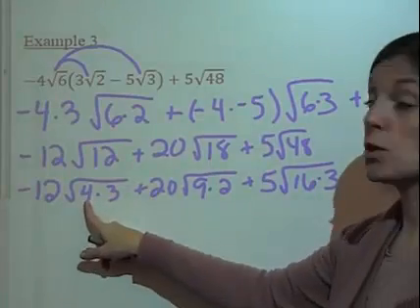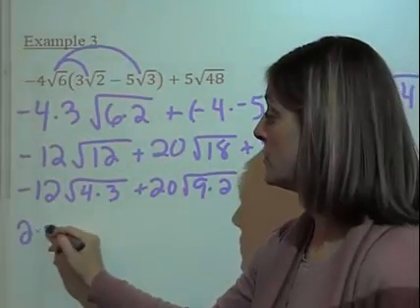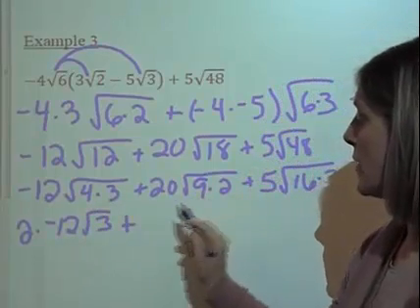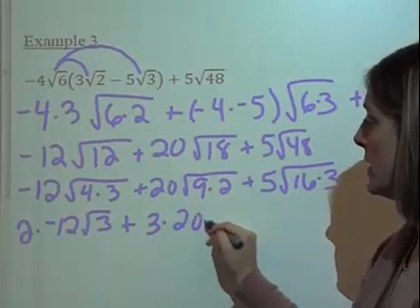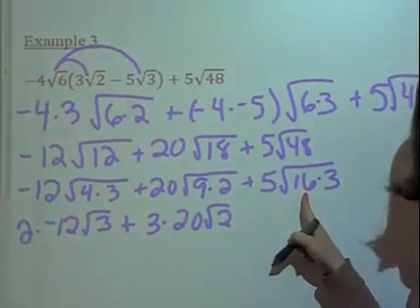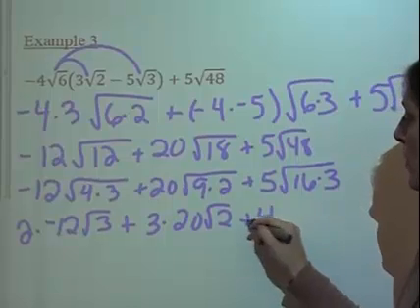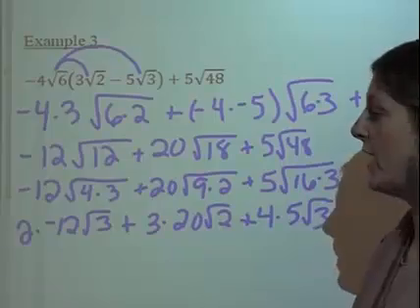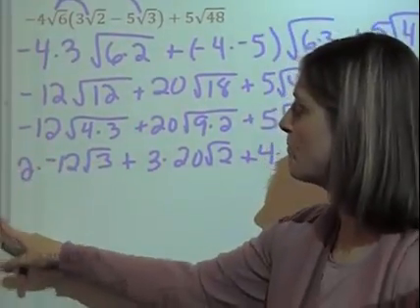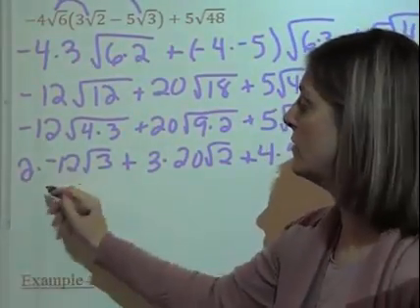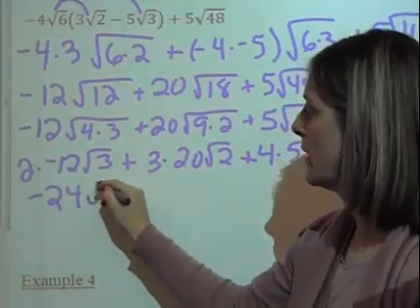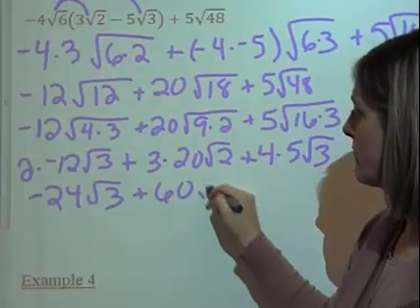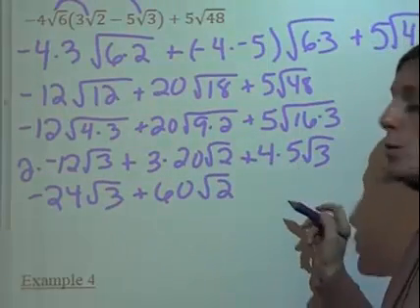So now we can take the square root of 4, which becomes a 2. So we have 2 times -12 square root of 3. Take the square root of 9, which is 3, times 20 square root of 2. And then take the square root of 16, which is 4, times 5 square root of 3. Now we're just going to simplify. Let's bring that up a little bit. 2 times -12 is -24. 3 times 20 is 60. And 4 times 5 is 20.